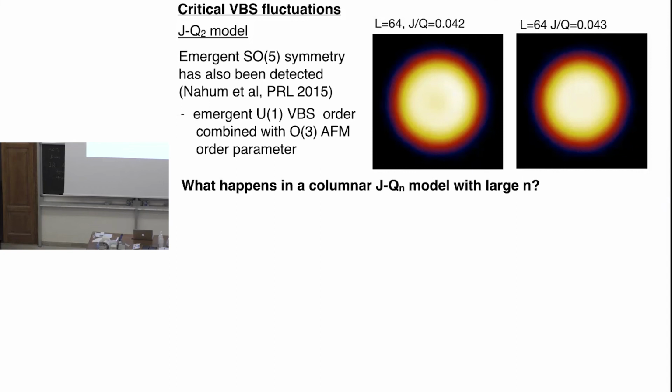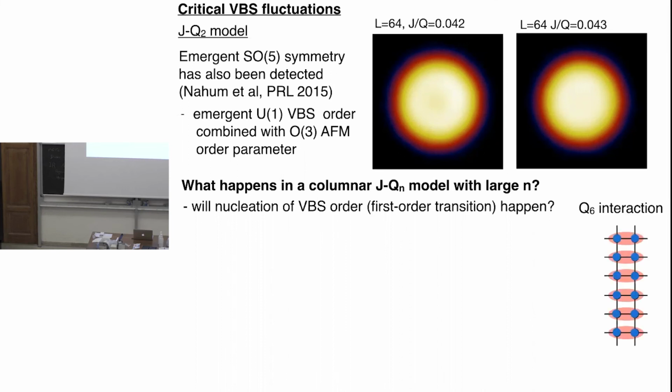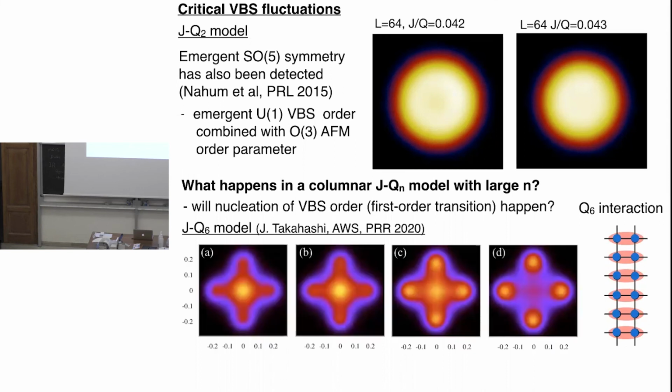All right. So, this was for the JQ2 model, and I also showed something for the JQ3 model. What happens if you do JQN models with many of these singlet projectors? So in particular, you can expect that if you have a really extended interaction in space, that you may nucleate some VBS order and cause a real, strong first order transition. So in particular, you can look at the Q6 interaction.